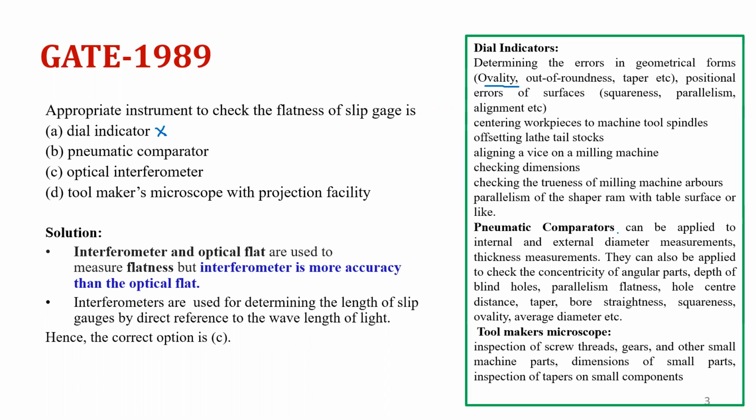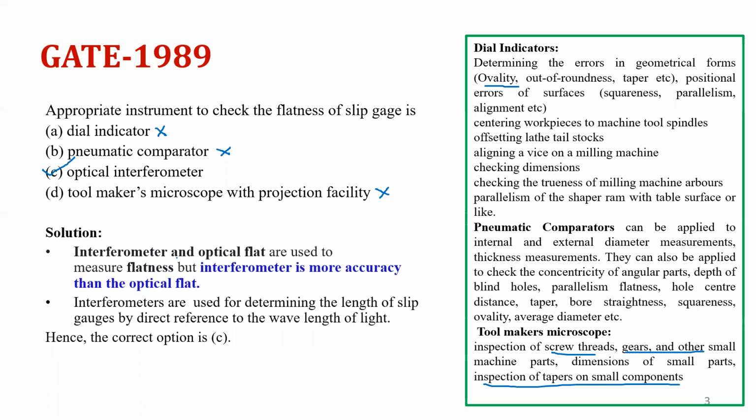And also pneumatic comparators can be applied to find the external and internal diameters, thickness. So this pneumatic comparator also cannot be used for measuring the flatness of the slip gauge. And the toolmaker's microscope is used for screw threads, gears, and other small machine parts, dimensions of small parts, inspection of tapers and small components, etc. So toolmaker's microscope cannot be used for checking the flatness of the slip gauge. So the option is optical interferometer.